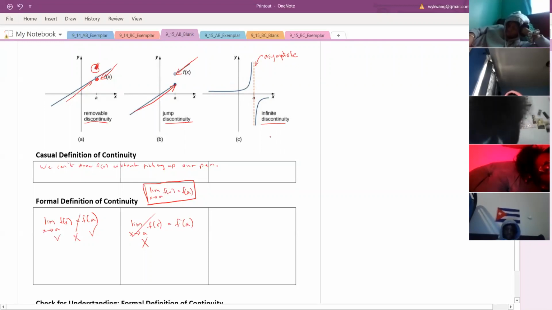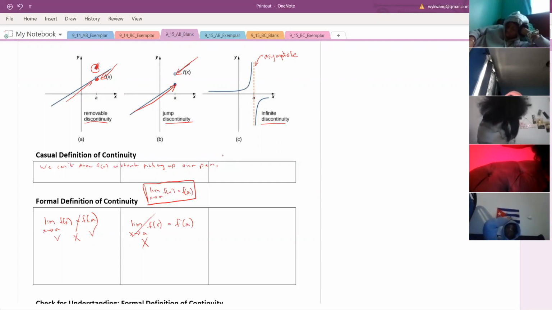Cool. How about the third, infinite discontinuity? The last one doesn't match up with any of the rules that we have for it. The limit doesn't exist because on the left side it goes up to infinity, but on the right side it goes down to negative infinity. f of a doesn't exist, and obviously they're not going to equal each other if they don't exist.